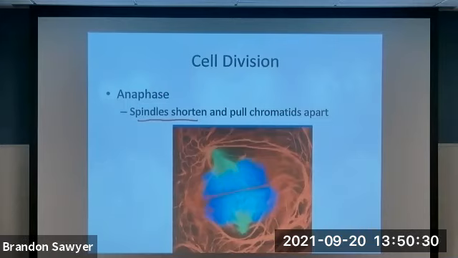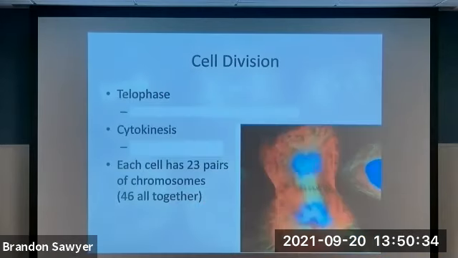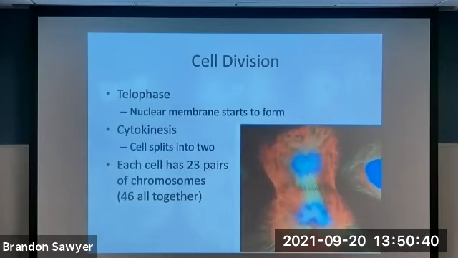Okay, and then that last phase is telophase. The new nuclear membranes start to form, and we get cytokinesis. The cell splits into two. We can start to see that new nuclear membrane on both sides. Each cell now has 23 pairs of chromosomes, or 46 chromosomes altogether.